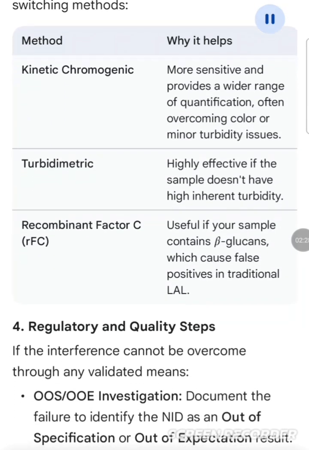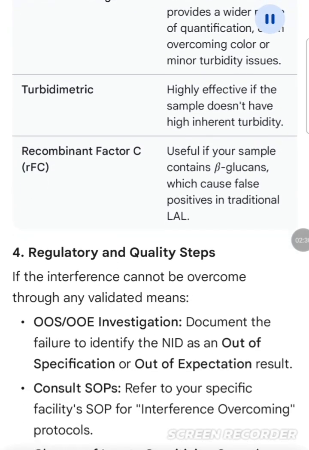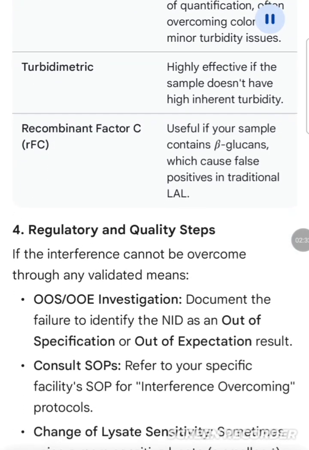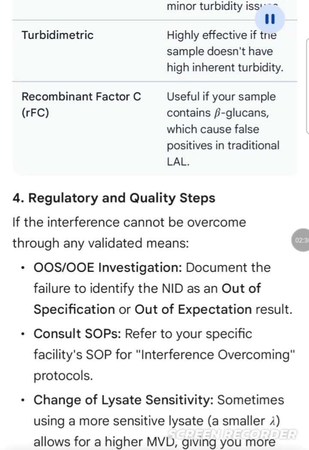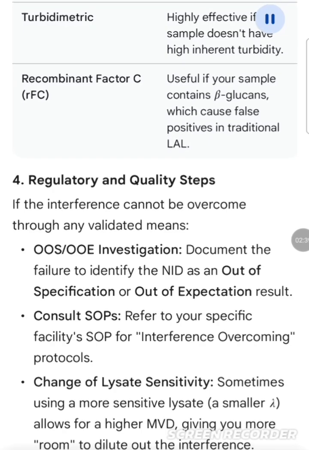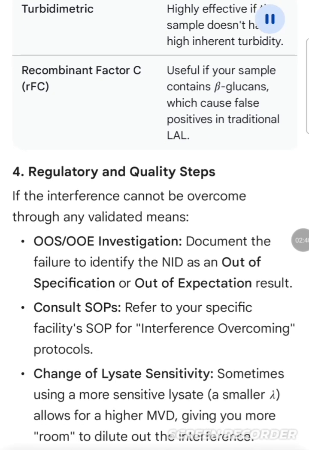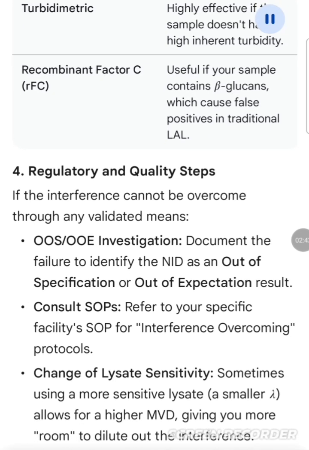4. Regulatory and quality steps. If the interference cannot be overcome through any validated means, OOS, OOE investigation, document the failure to identify the NID as an out-of-specification or out-of-expectation result. Consult SOPs. Refer to your specific facility's SOP for interference overcoming protocols. Change of lysate sensitivity. Sometimes using a more sensitive lysate, a smaller lambda, allows for a higher MVD, giving you more room to dilute out the interference.